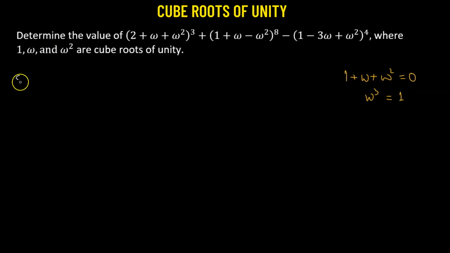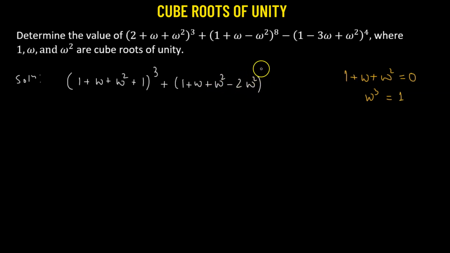Let's begin with the problem. So first we have 2 plus omega squared. Now 2 plus omega squared can also be expressed as 1 plus omega squared, so we can write 2 as 1 plus 1, whole raised to the power of 3. Plus, let's talk about the second term. Here we have 1 plus omega minus omega squared, but we'll simply use plus omega squared and subtract 2 omega squared from it, raised to the power of 8, minus.